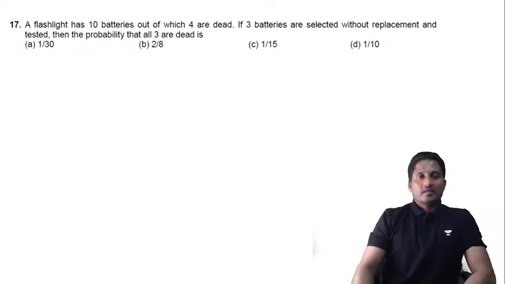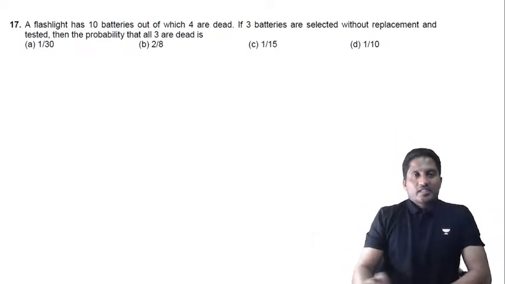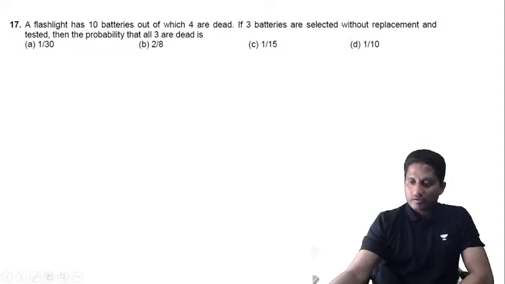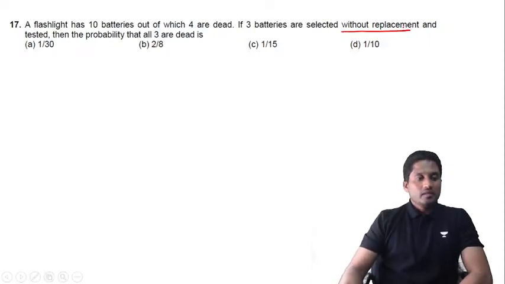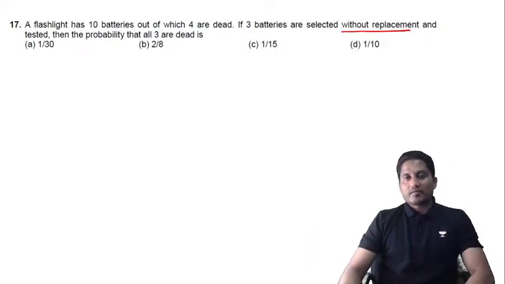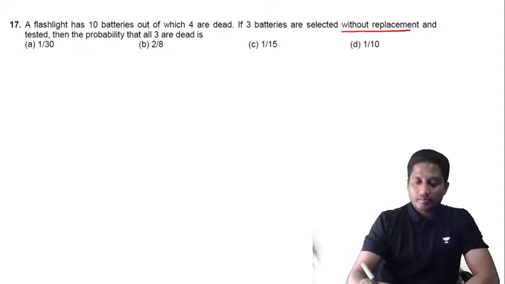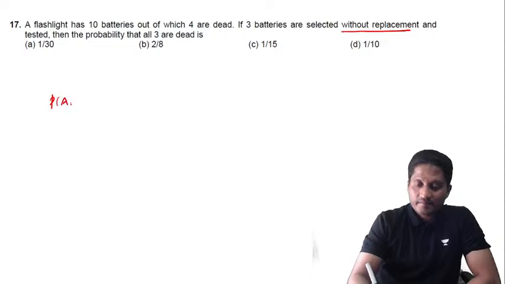Question number 17. A flashlight has 10 batteries, out of which 4 are dead. If 3 batteries are selected without replacement, so you can't use Bernoulli's theorem. Bernoulli's theorem is defined only for with replacement. So 3 batteries are selected without replacement and tested. The probability all are dead. That is probability that the first dead battery, second dead battery, third dead battery.